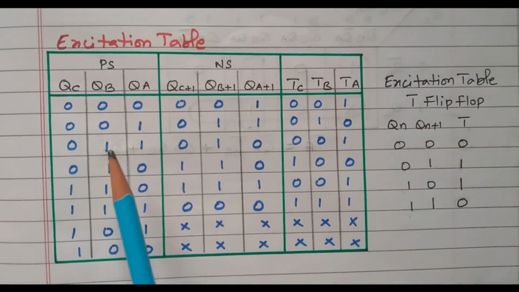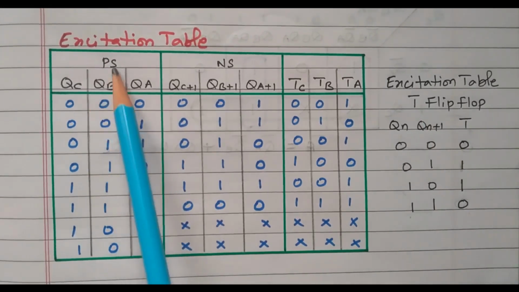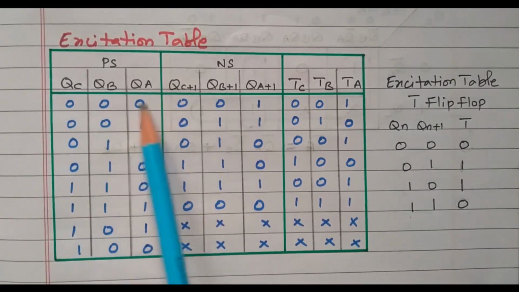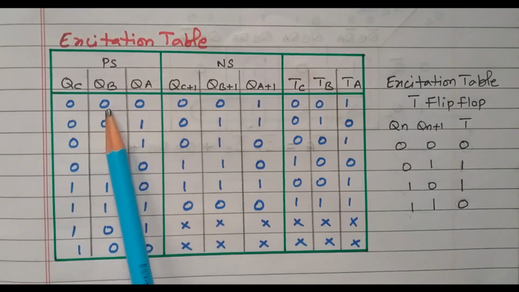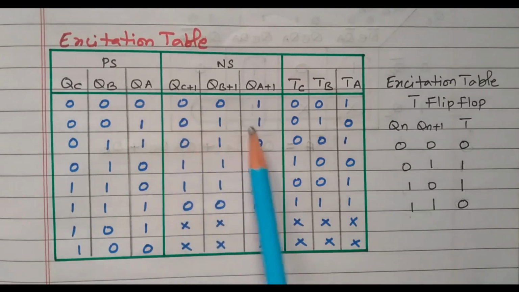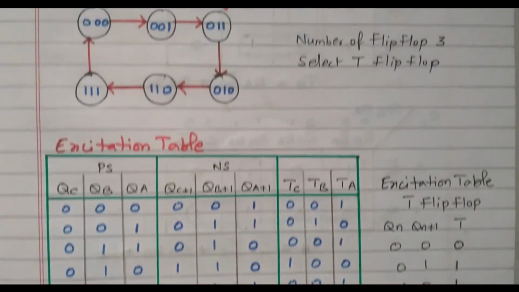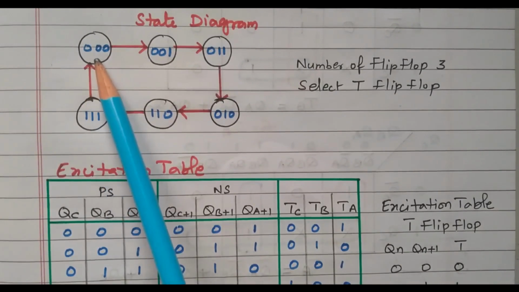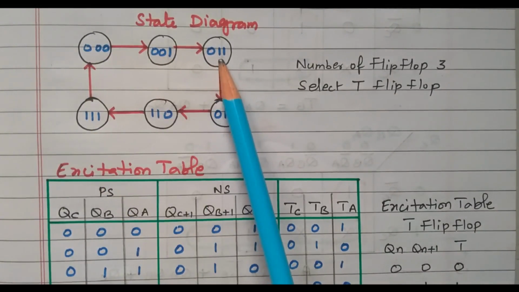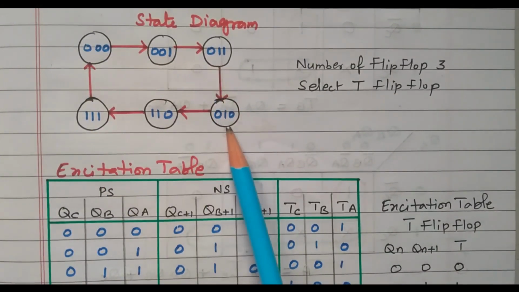Now we will find the excitation table for this counter. This is the present state, this is the next state. The present states are these 6 gray codes: 000, 001, 011, 010, 110, 111, which we discussed in the state diagram. For 000, what is the next state? 001. For 001, the next state is 011, right? We will refer to the state diagram. See this, for 000, the next state is 001. For 001, the next state is 011. For 011, the next state is 010, right?